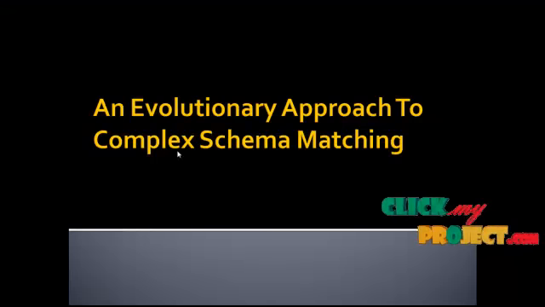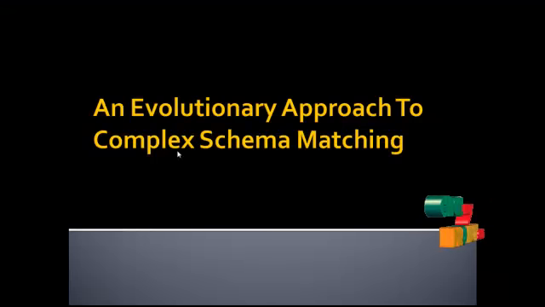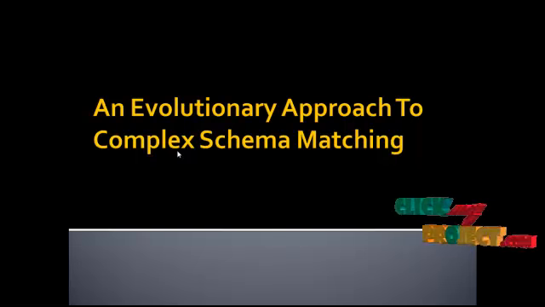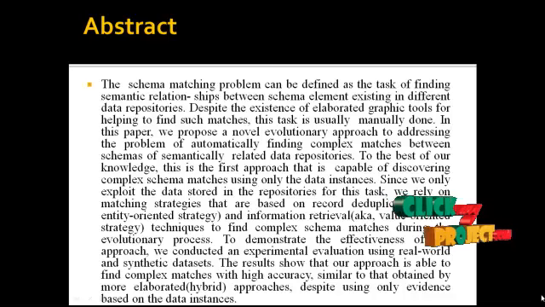In this video, we'll provide a complete demo and explanation of the project, An Evolutionary Approach to Complex Schema Matching. The schema matching problem can be defined as the task of finding semantic relationships between schema elements existing in different data repositories. Despite the existence of elaborate graphic tools for helping to find such matches, this task is usually done manually. In this paper, we propose a novel evolutionary approach to addressing the problem of automatically finding complex matches between schemas of semantically related data repositories.